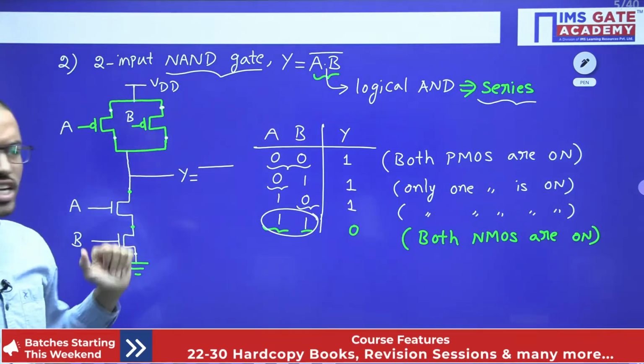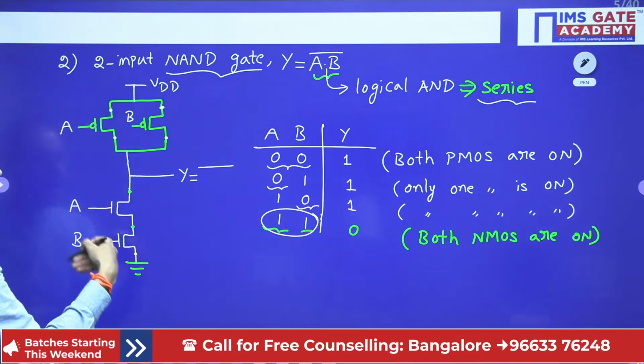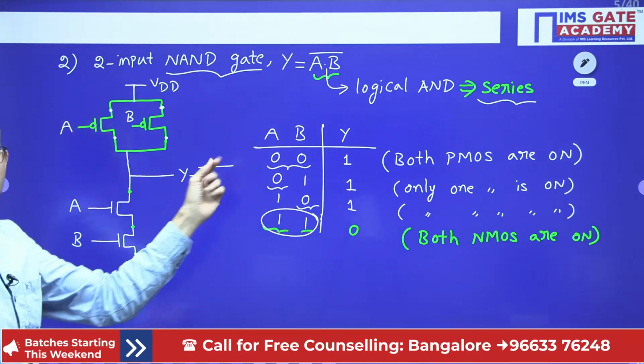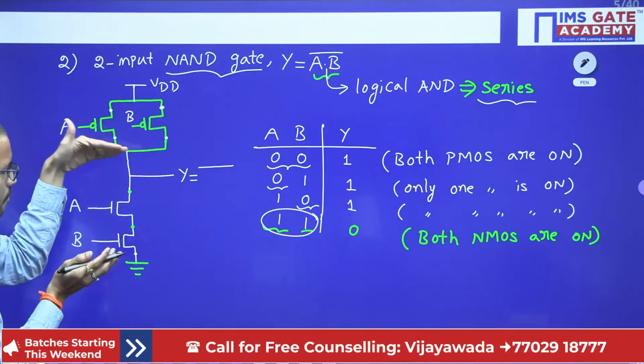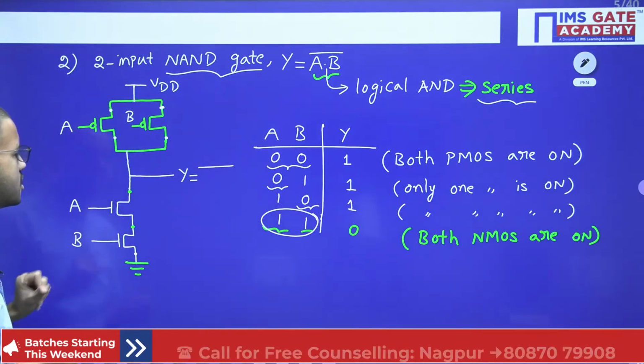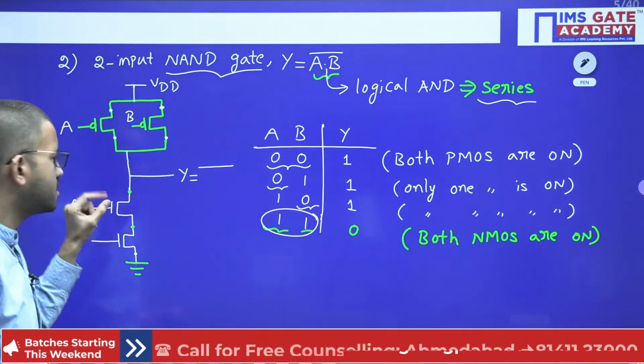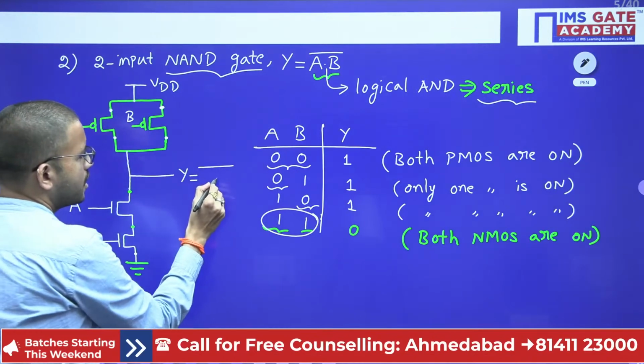Now just observe, just with the help of NMOS logic you can write the output expression, that's all. Here between output and ground you have two NMOS transistors, and these two transistors are connected in series. Series connection means logical AND.